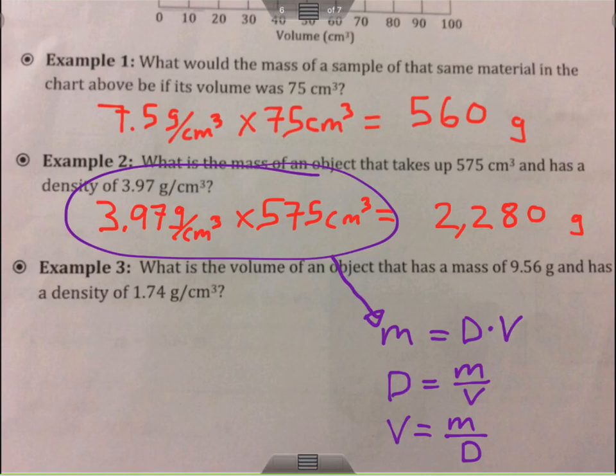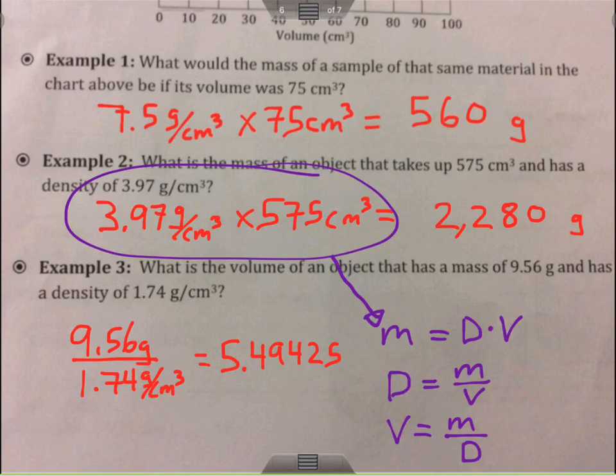So to solve this problem, looking for the volume, you take the mass and you divide it by the density. Okay, so the mass is 9.56 grams. The density is 1.74 grams per centimeter cubed. So 9.56 divided by 1.74 equals... ready? My calculator says 5.49425, like lots of numbers.